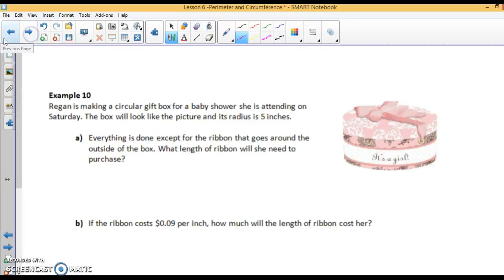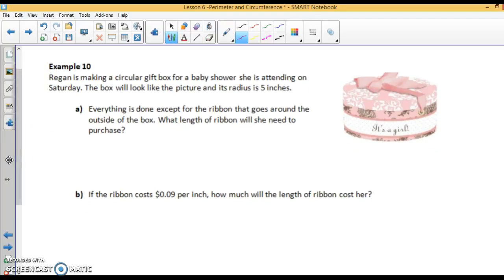Okay, Reagan is making a circular gift box for a baby shower she is attending on Saturday. The box will look like the picture, and its radius is 5 inches. Everything is done except the ribbon that goes around the outside of the box. See this ribbon here? It's a girl. What length of ribbon will she need?